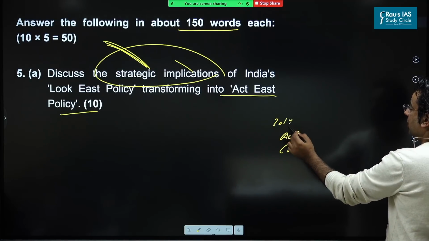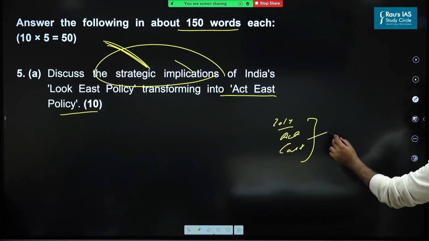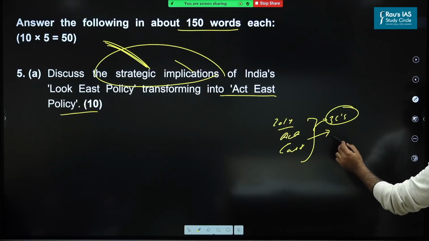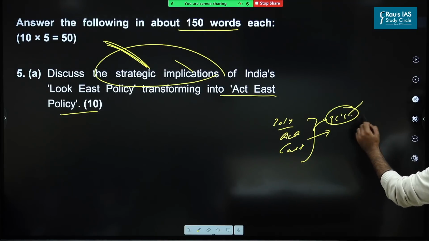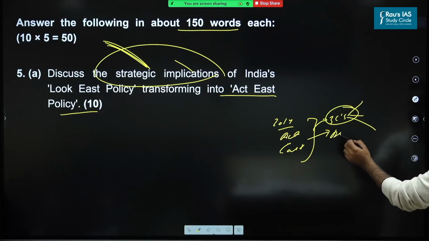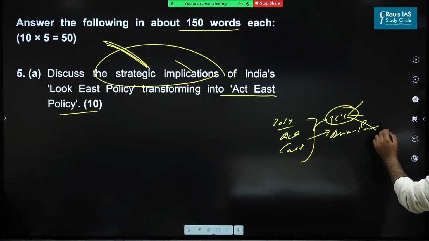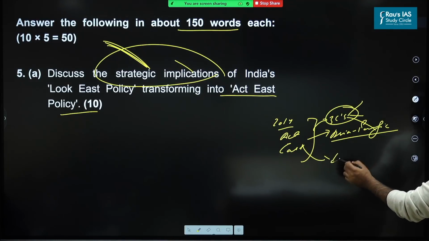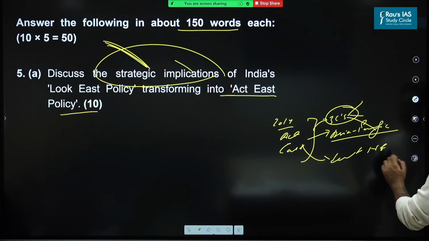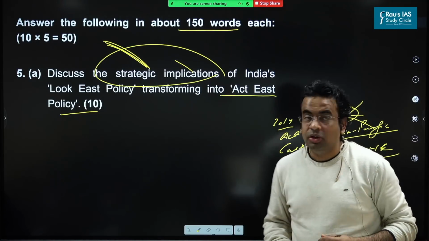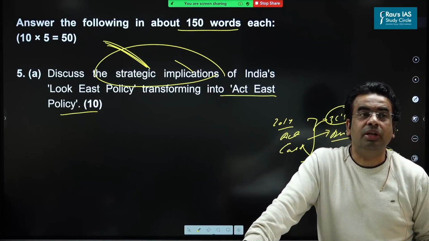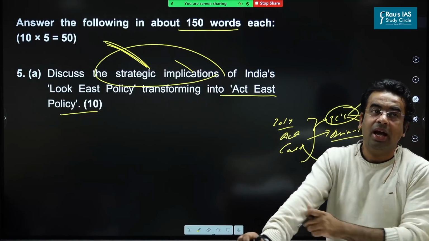The Modi government announced Act East in 2014, and the 3 components of Act East are the 3 C's: commerce, connectivity, culture. Second, it expanded the geographical sphere of engagement, and now the focus is the whole of Asia Pacific, and third is development of the Northeast. This is Act East. But the question is not to write about Act East. It asks you to discuss the strategic implications of India's Look East transforming into Act East.